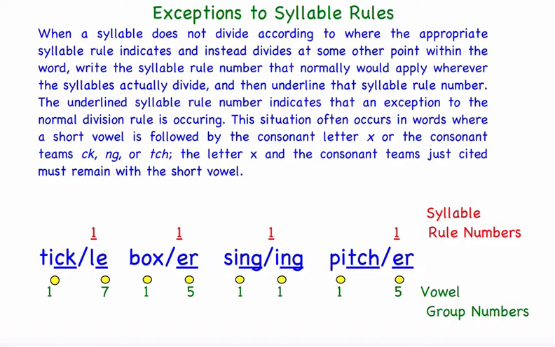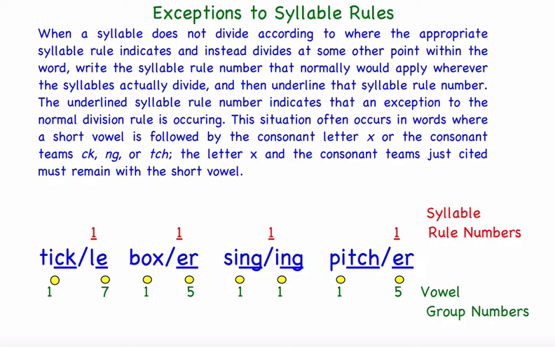CK always must have a short vowel directly in front of it in order to use it. So we cannot put CK at the beginning of a syllable ever in English. It always comes after the vowel at the end of the syllable. So in the word tickle, for instance, we have to divide the word after the CK team. Now, according to syllable rule 1, you normally would think you would divide after the I and before the CK team. So we have an exception to syllable rule 1 here, and we write the number 1 and divide the word after CK, but we place a line under the 1 to indicate there is an exception to syllable rule 1 occurring in this instance.